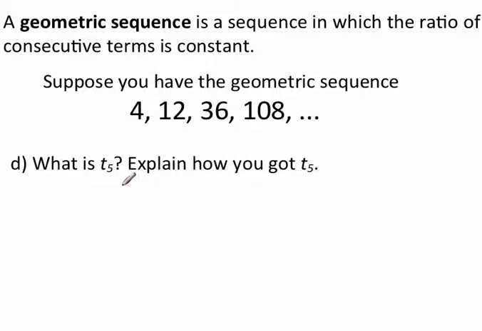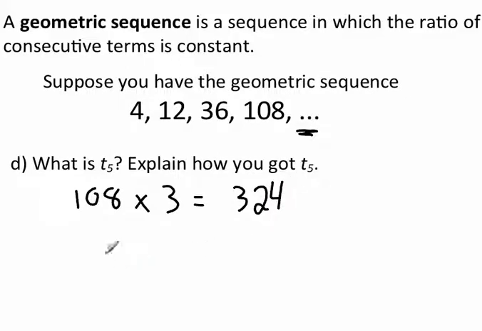We want to find the fifth term. So the fifth term would be the number right after 108. Well, if you remember back to what we just did, all we have to do to find the next term is take 108 and multiply by that number 3. And 108 multiplied by 3 will give us 324. So we could say T5 is equal to 324. And how did we do that? We just took our fourth term, 108, and multiplied it by the common ratio.